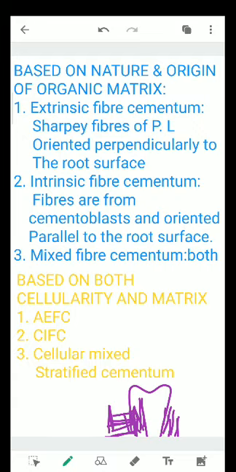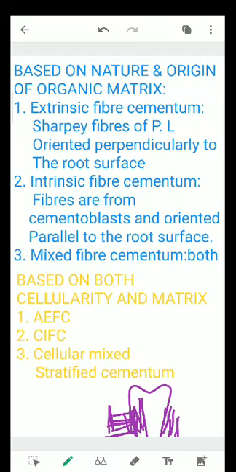Now, the most common or practical way of classifying cementum is based on both cellularity as well as the nature and origin of the organic matrix. We have three under this classification: the AEFC, the CIFC, and the cellular mixed stratified cementum. Now, the AEFC stands for the acellular extrinsic fiber cementum, which is simply your primary cementum or your acellular cementum, right? We have the cellular intrinsic fiber cementum, which is simply your cellular cementum or your secondary cementum, isn't it?